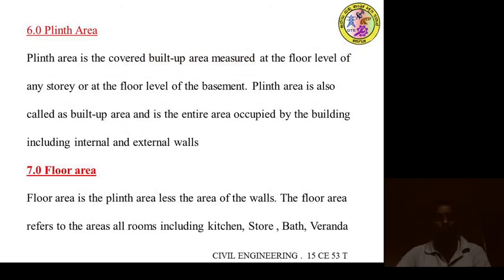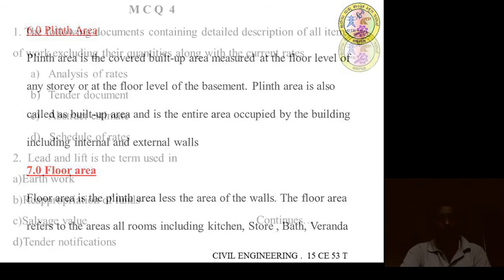Next one, plinth area. Plinth area is the covered built up area measured at the floor level of any story or at the floor level of the basement. It is also called the built up area. The entire area occupied by the building, including internal and external walls, is called the plinth area. Floor area is always less than the plinth area. Floor area refers to the area of all the rooms, including kitchen, stores, bath, veranda, etc.